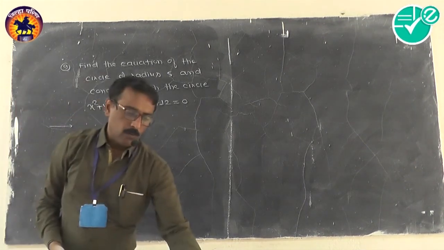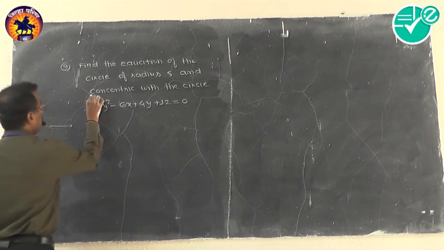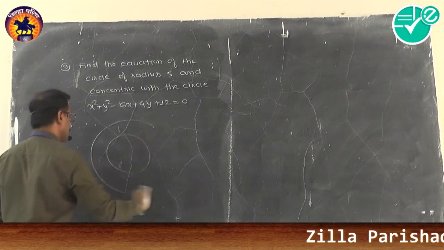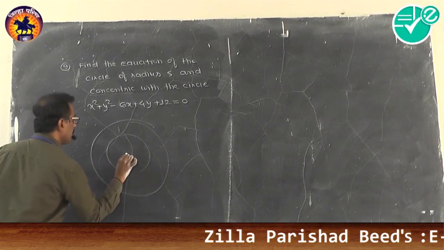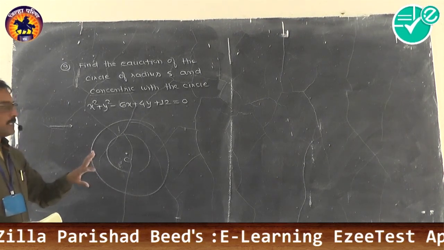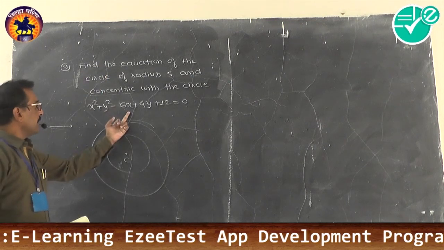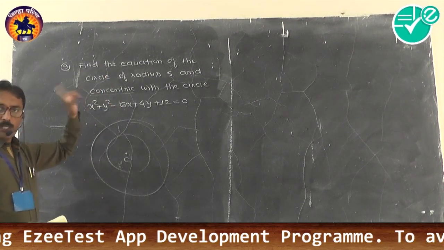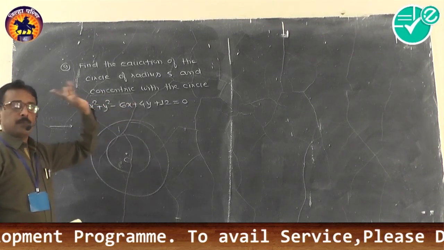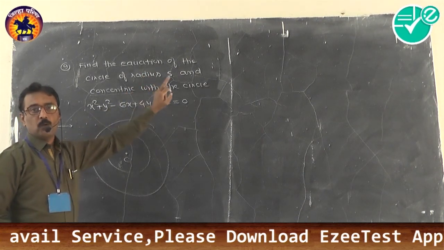I think you know the concept of concentric. Concentric means, suppose this is the first circle and this is your second circle. If both circles have the same center, then these two circles are called concentric circles. Whatever center this given circle has, the same center your required circle will have, and the radius of the required circle is given to be 5.